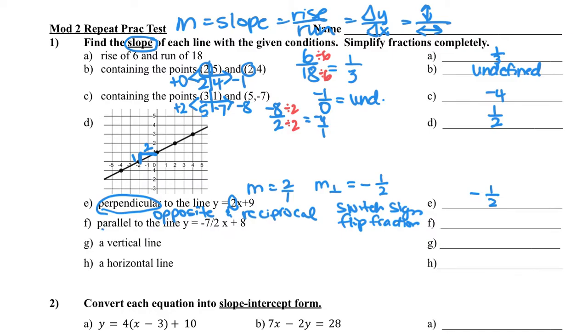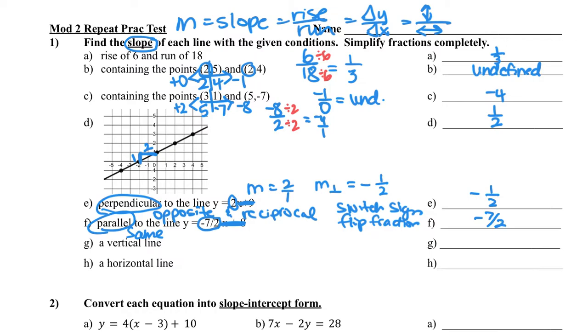If I take a look at this next one, parallel, the slopes are going to be the same. So I'm only looking for that coefficient of x. I don't need any of that. In fact, you guys can mark that off your paper. You only need the slope of the given line, and this is going to be exactly the same because it's parallel.